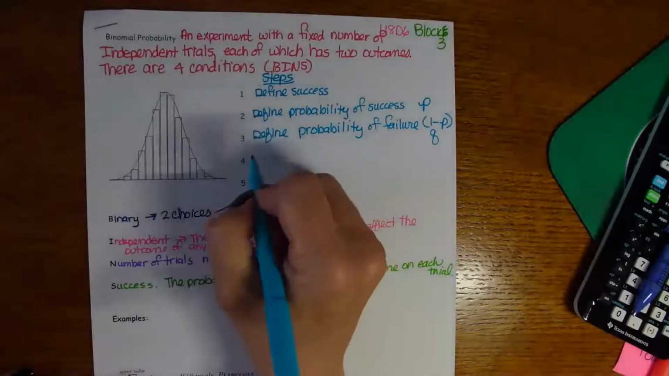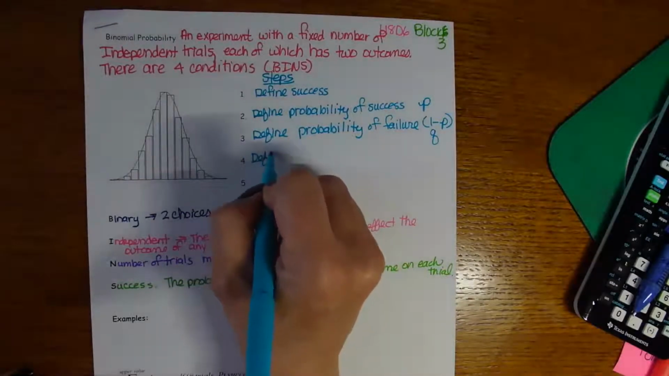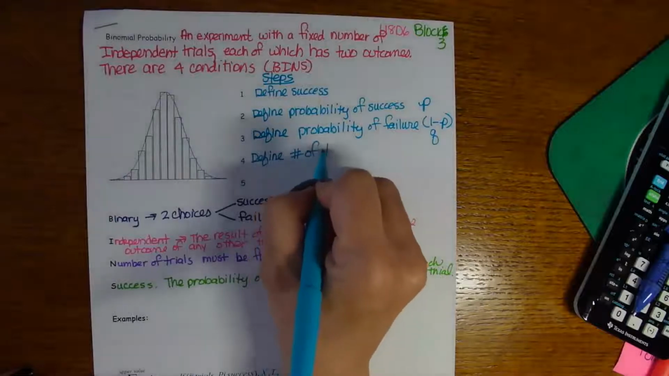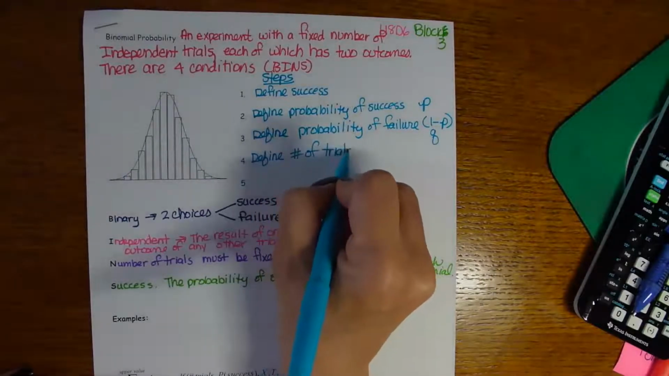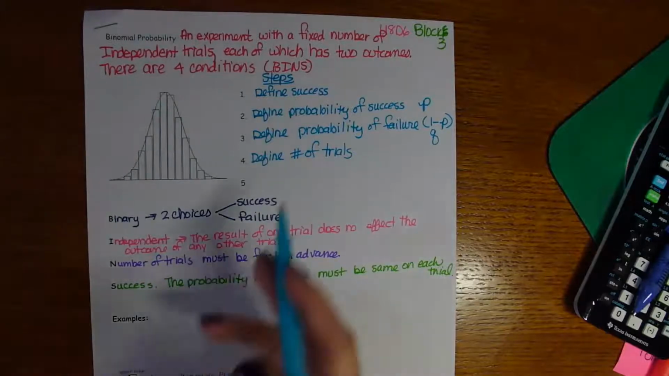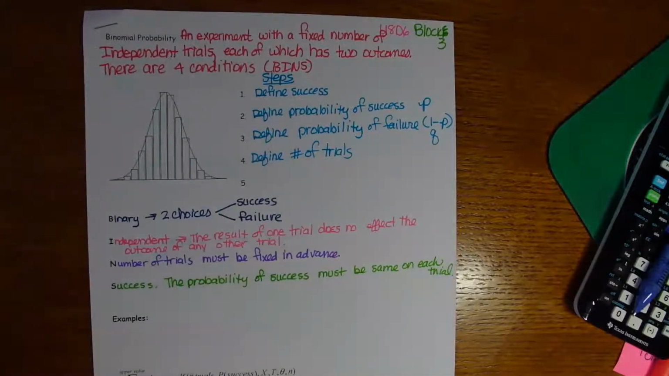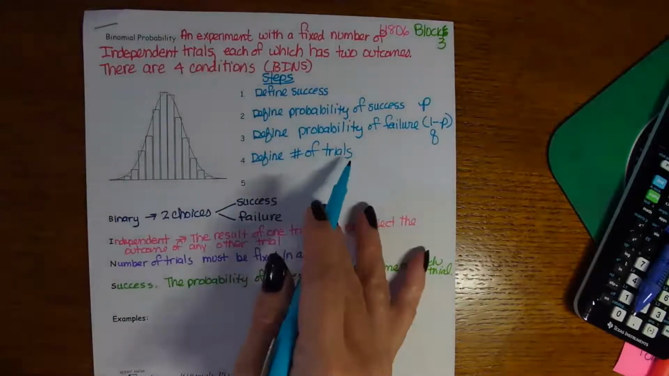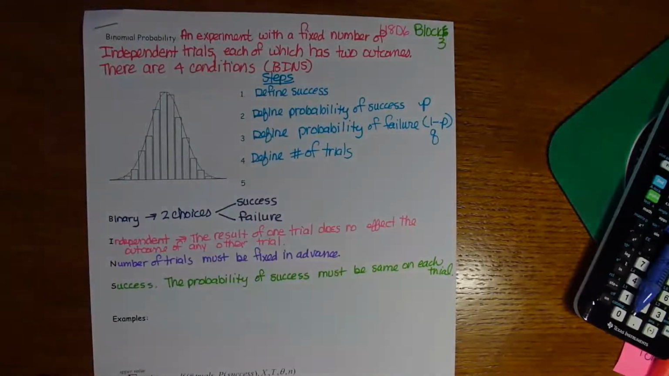I also have to define number of trials. How many times am I going to run this? How many coins am I going to flip? I'm going to flip the coin or roll the die 52 times, whatever it turns out. But remember, we cannot change our mind once we start because we don't like what's happening, right?